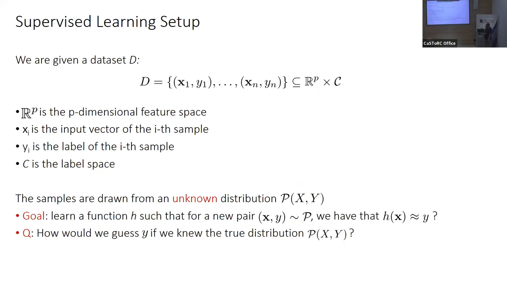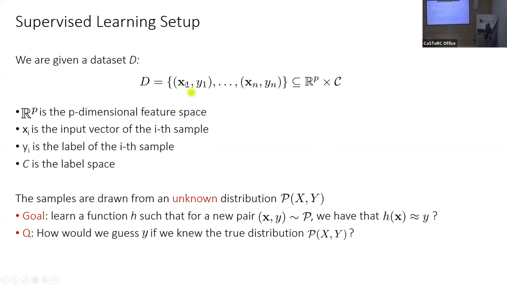So in the supervised learning setup, we essentially are given a data set. The data set contains input vectors usually, but they could be structured, they could be tensors, they could be other types of matrices. We have a label, and we have a label space, which can be real numbers. So when we're predicting real numbers, that's regression. Or our label space could be discrete. So when we're doing predictions of discrete labels, it would be a classification, let's say.